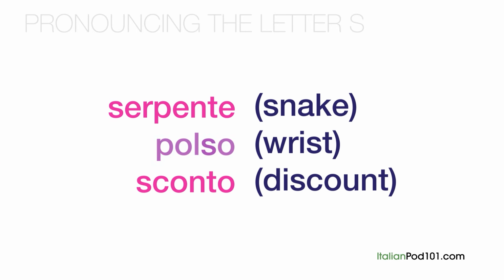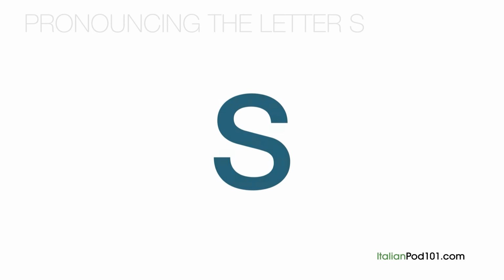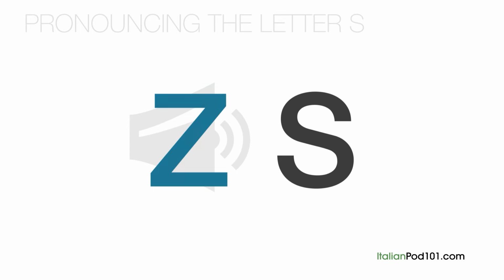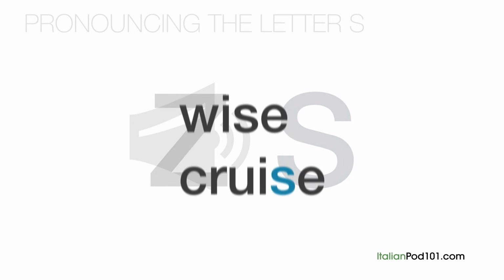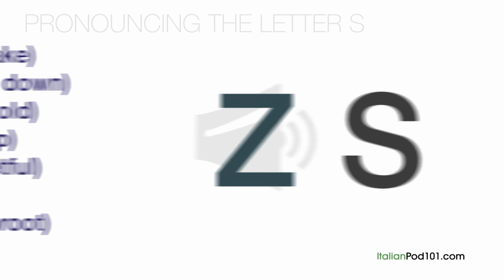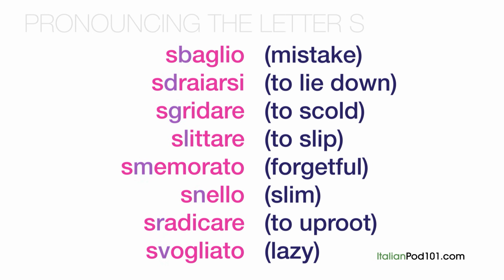Serpente, polso, sconto. But sometimes the letter S may sound like a Z sound. If you think about it, it's the same for English, like in the words wise or cruise. The letter S takes on a Z sound when it precedes any of the following voiced consonants. Listen to a few examples. Sbaglio, sdraiarsi, sgridare, slittare, smemorato, snello, sradicare, svogliato.